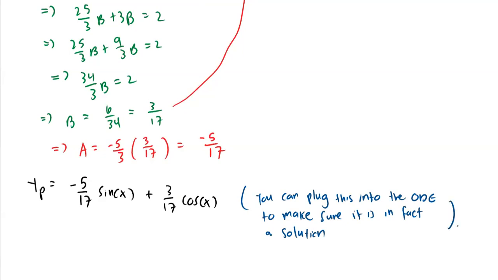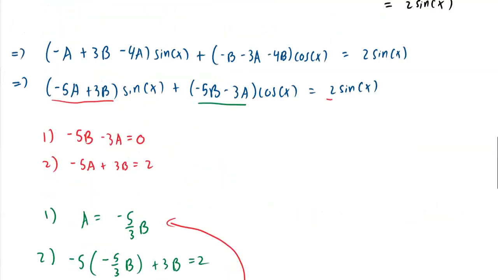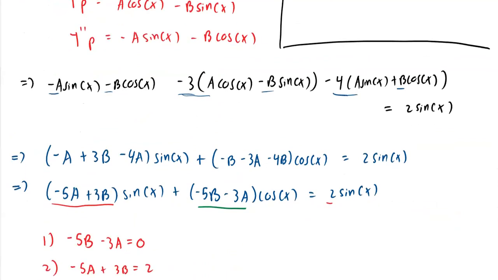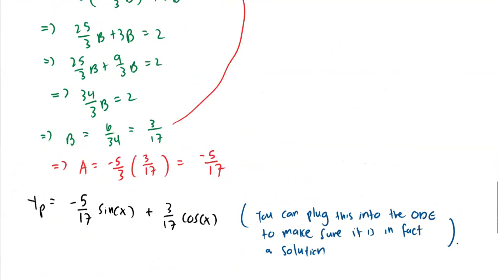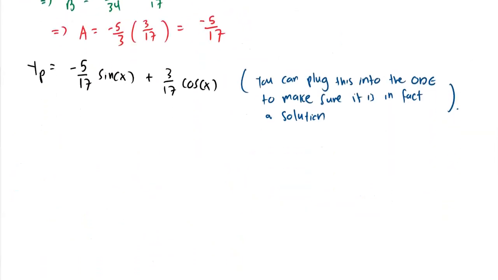If you're 100% confident with your algebra, then this is the correct solution, assuming that your algebra is right, because it works by construction, right? We decided a form for y sub p, and then we determined the coefficients a and b that make this a solution. So it's a solution by construction. So then what is the general solution for the whole ODE? It is the sum of the general solution for the homogeneous case and this particular solution that we found.